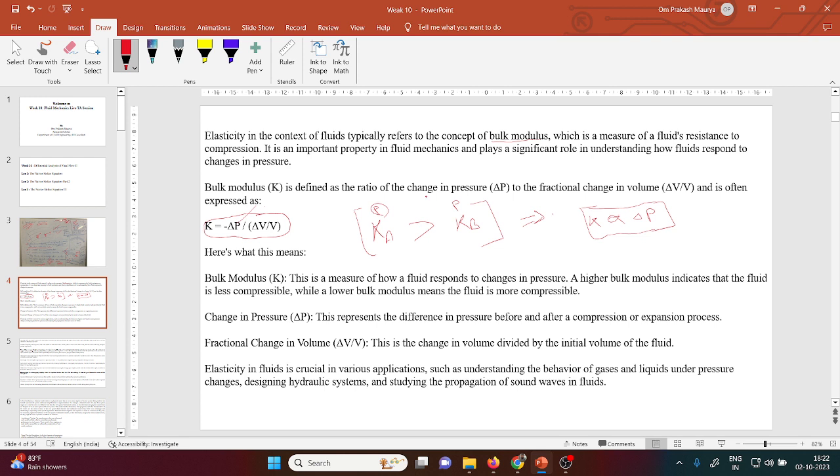When someone discovers a formula, he correlates it with nature. If nature follows this, then you get very good concepts and formulas. So this is already proven. If some fluid needs more pressure for a unit change, then the bulk modulus of elasticity will be higher. That's why it is directly proportional to this.